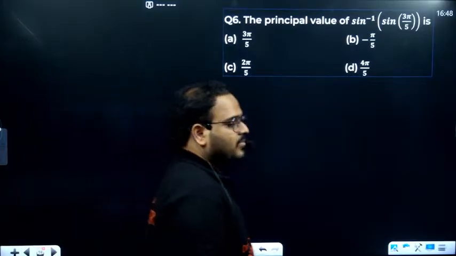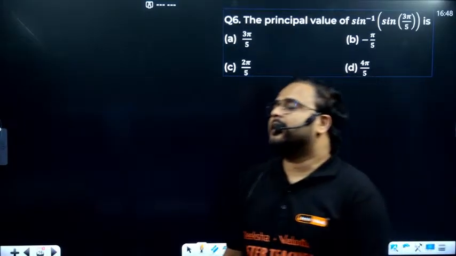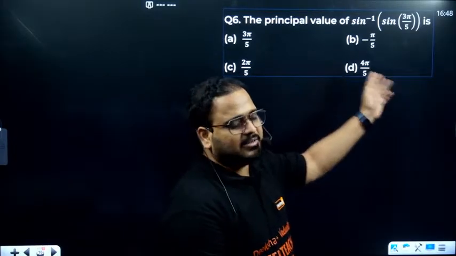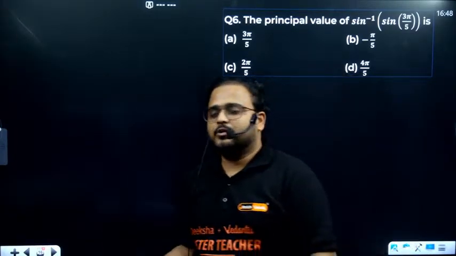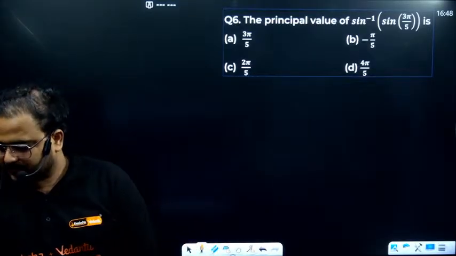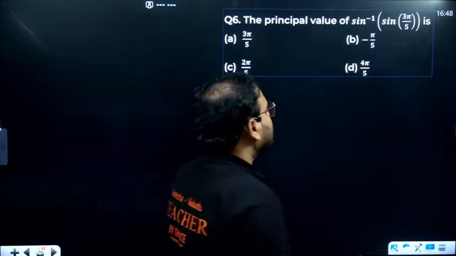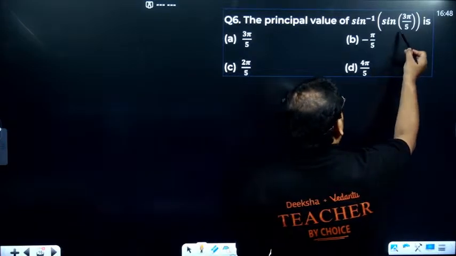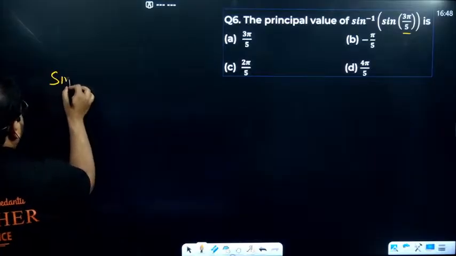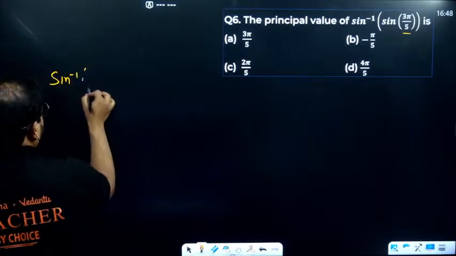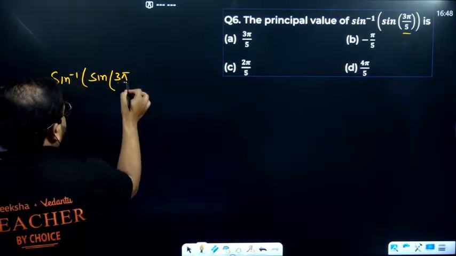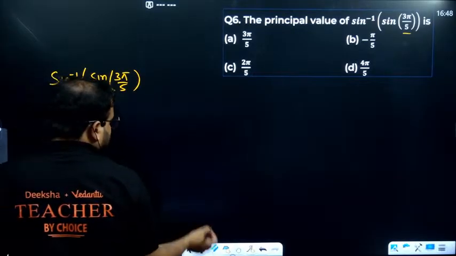Now this is a very favorite question of your boards. This type of question, either in terms of cos or sine, different values keep appearing. Let us try sine inverse of sine 3 pi by 5. The mistake people make in a hurry is this. So let's write this as theta.